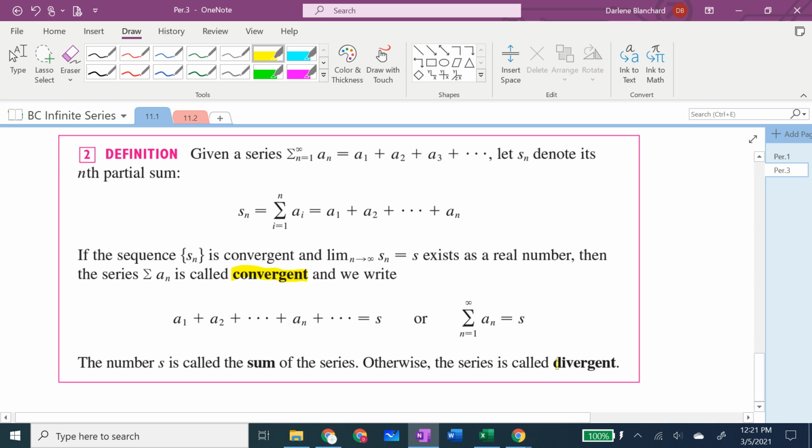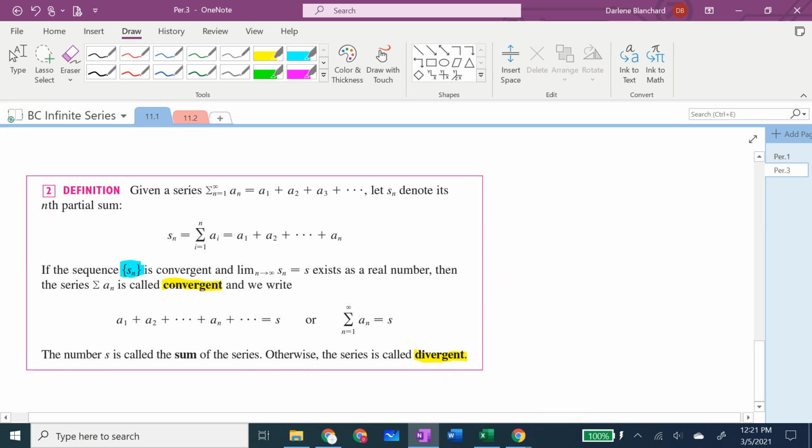Convergent and divergent. And you're going to be so familiar with these two words. So familiar. Now, here's the thing. This is referring to the sequence of partial sums. The sequence of the partial sums.